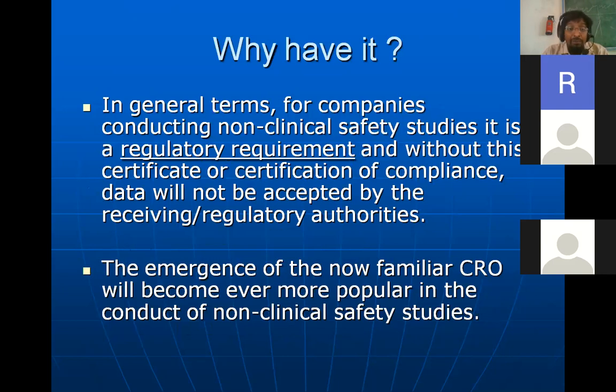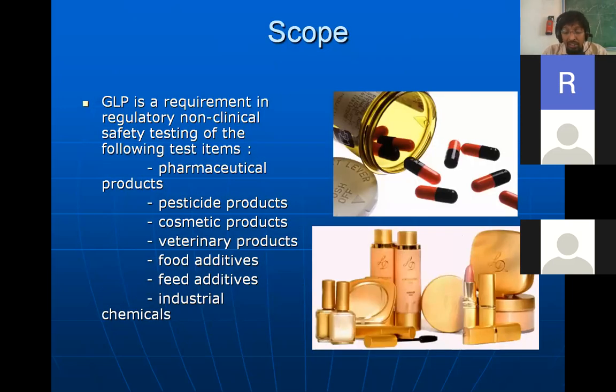And why should we have it? In general terms, for companies conducting non-clinical safety studies, it is a regulatory requirement, and without this certification of compliance, data will not be accepted by regulatory authorities, because we don't know whether they have manipulated the data, whether it's true or false, and all other kinds of things. The now familiar CROs, clinical research organizations, will become even more popular in the future for non-clinical safety studies. We have a lot of clinical research organizations which will do these phase 1, phase 2, phase 3, and phase 4 trials, and those results will be accepted by the authorities only if they comply with GCP and GLP practices.